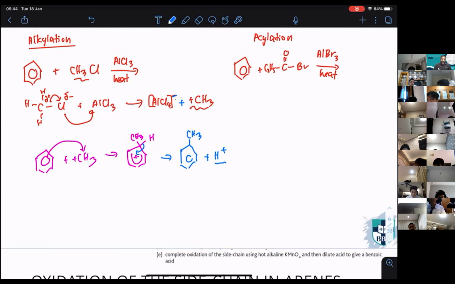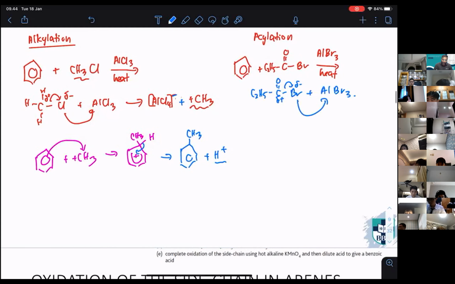Acylation is similar. You have C2H5, C double bond O Br, reacting with AlBr3. So same: this one will go here, delta negative, delta positive, and this one comes here.